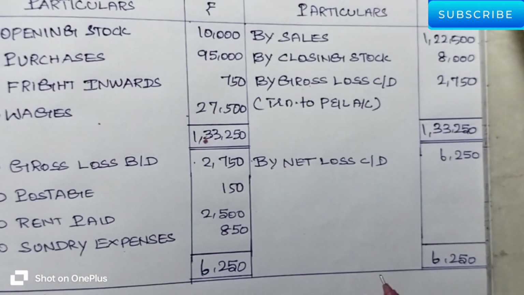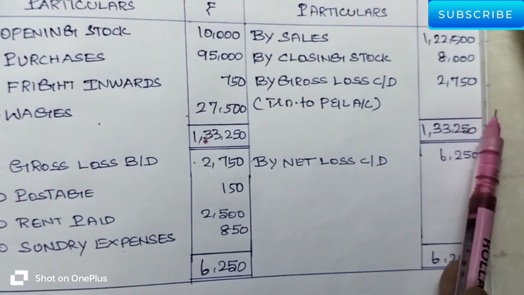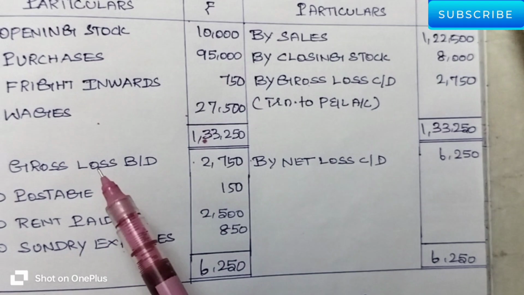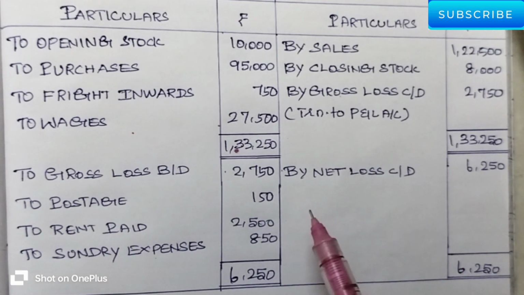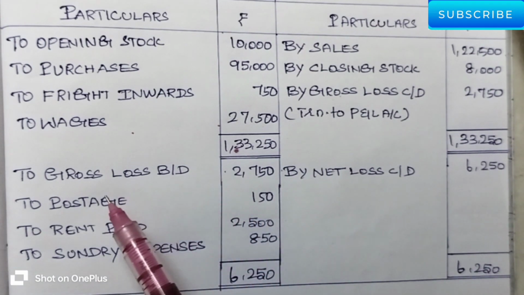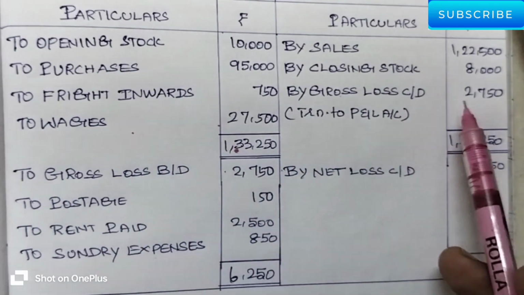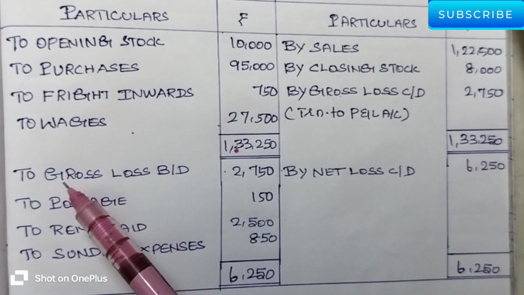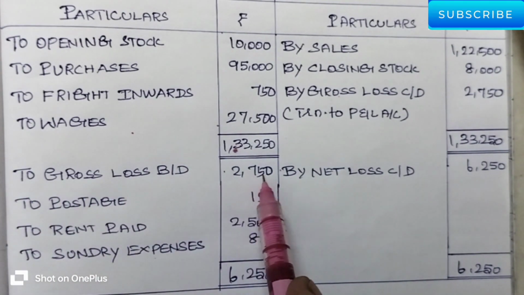So as per the exercise sum number 12, we got gross loss. How much rupees? 2750, right? So we have to transfer that gross loss into the profit and loss account, okay. So we prepared the trading account. Now we are going to prepare the profit and loss account, okay. Whenever you start to prepare the profit and loss account, the first entry is you have to write gross loss, 2750 rupees. You have to transfer gross loss from trading account into profit and loss account debit side. So you have to write to gross loss b/d 2750 rupees.